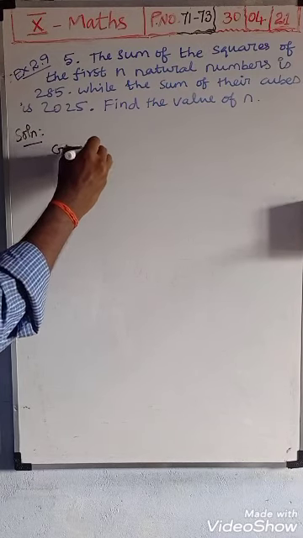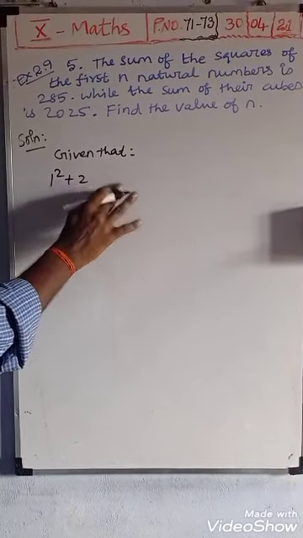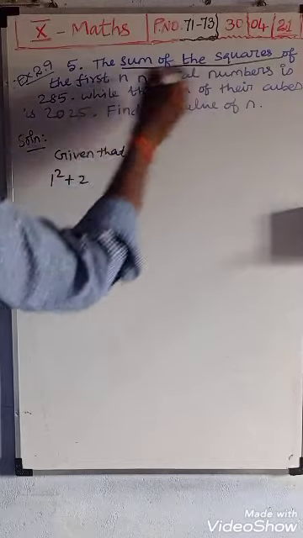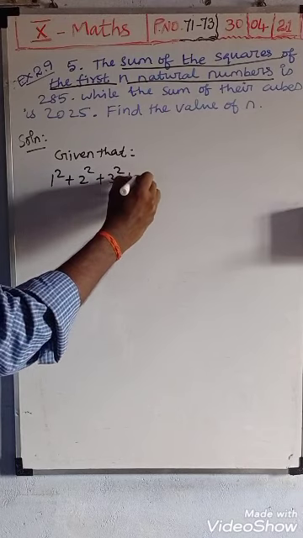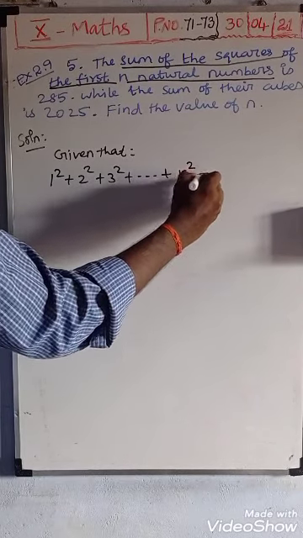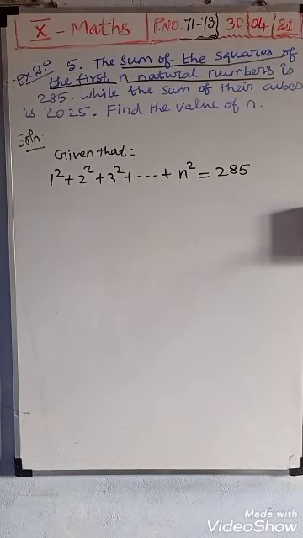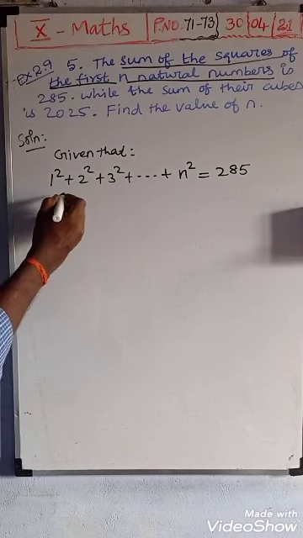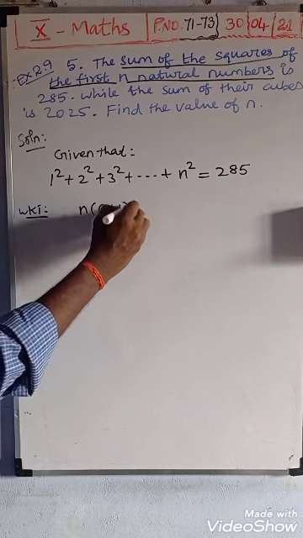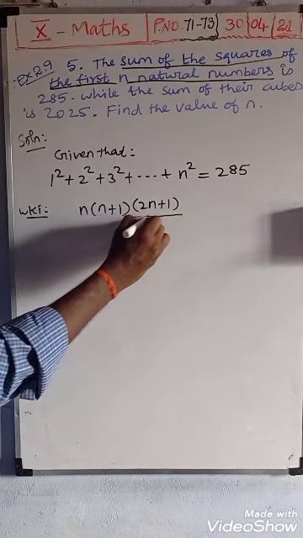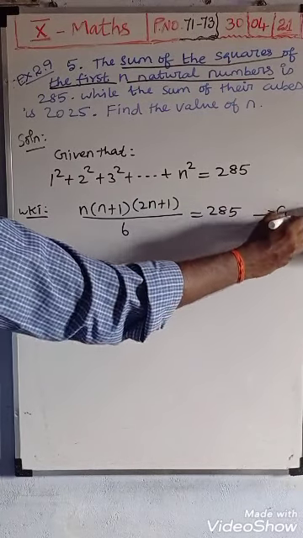Given that the sum of the squares of the first n natural numbers, so 1 square plus 2 square plus 3 square plus up to n squared, is equal to 285. This is given. Now, we know the formula. What is that? The formula is n into n plus 1 into 2n plus 1 by 6 is equal to 285. Keep this as equation 1.